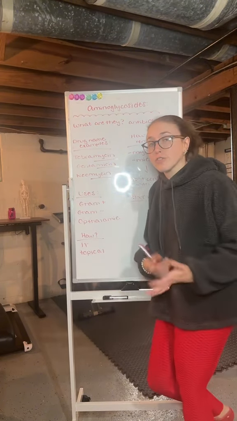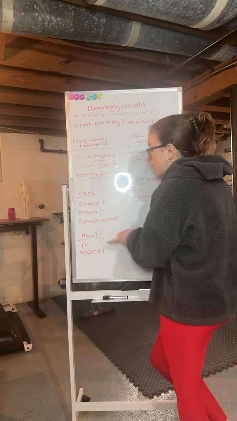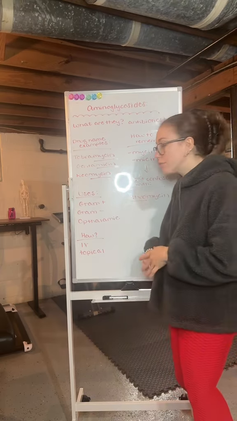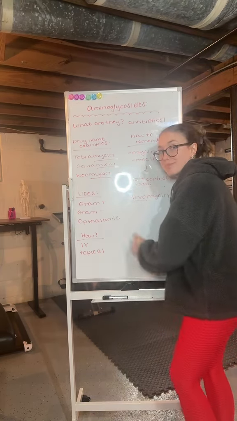Aminoglycosides can be used for a variety of things, including gram-positive bacteria, gram-negative bacteria, and ophthalmic, which are eye diseases. They can be administered in a multitude of ways, including IV administration as well as topical administration.